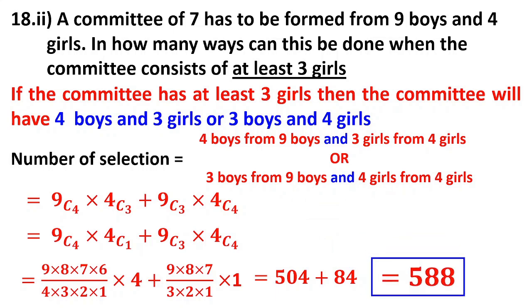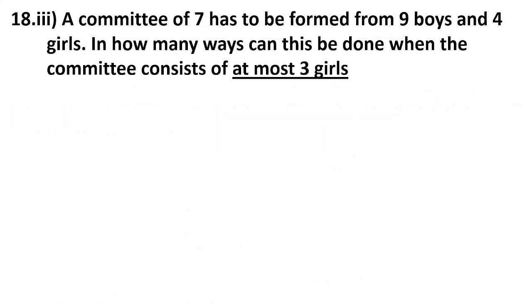Check out all the possibilities to be taken. Whenever "or" comes, you have to add, and whenever "and" comes, you have to multiply. Let us go to the third subdivision: at most 3. Be careful with this, at least and at most.